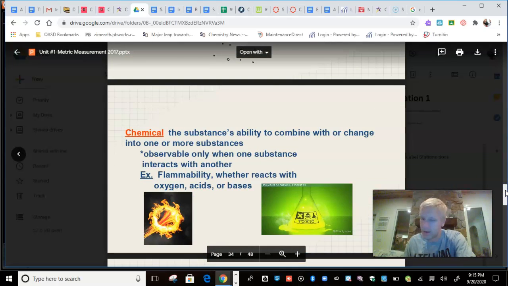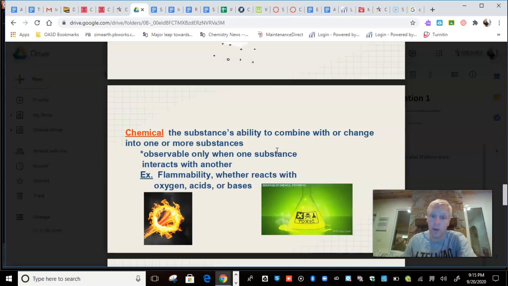Chemical property is next. What is it? It's the substance's ability to combine with or change into one or more substances. So let's get this next definition down under chemical property. The substance's ability.